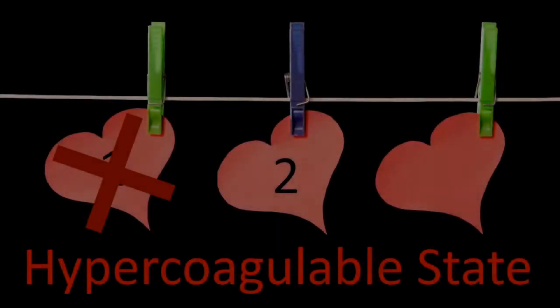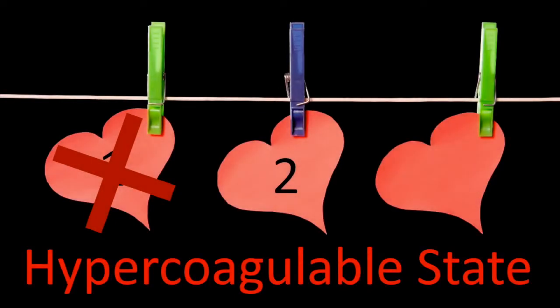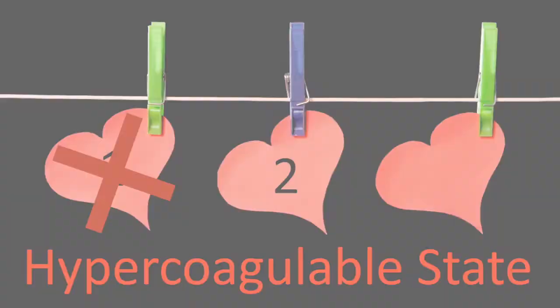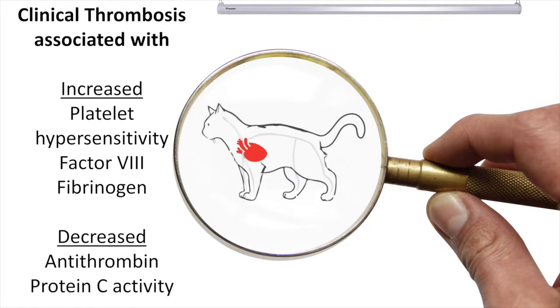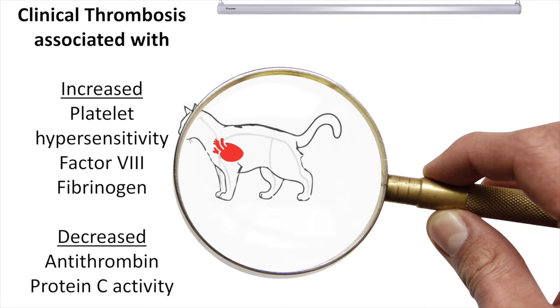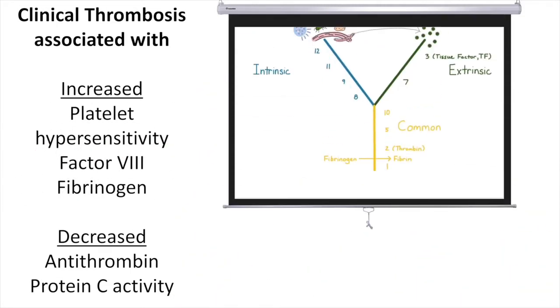Unlike cardiomyopathies, which are routinely diagnosed in feline patients, there is no evidence of a true hypercoagulable state in cats. However, feline clinical thrombosis is associated with increased platelet hypersensitivity, factor VIII and fibrinogen increase, and decreased antithrombin and protein C activity. For this reason, review of the coagulation cascade is appropriate for understanding the mechanism behind available therapies.